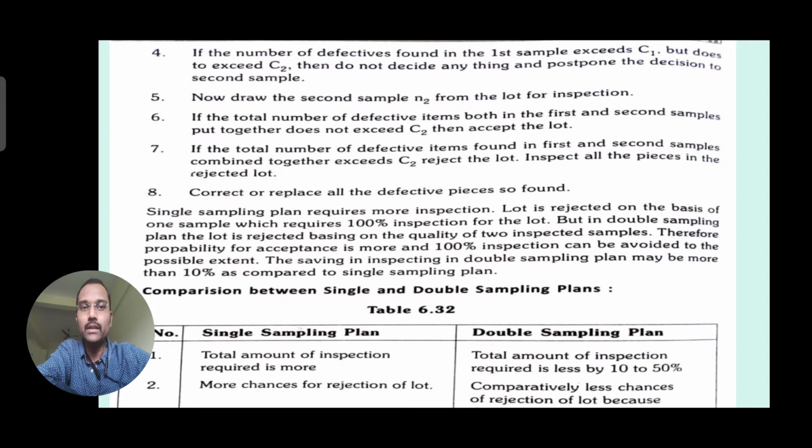So here the saving in inspection in a double sampling plan may be more than 10% compared with the single sampling plan. It is considered that the saving in inspection is more than 10% as compared to the single sampling plan. So hope you have got the information regarding that.